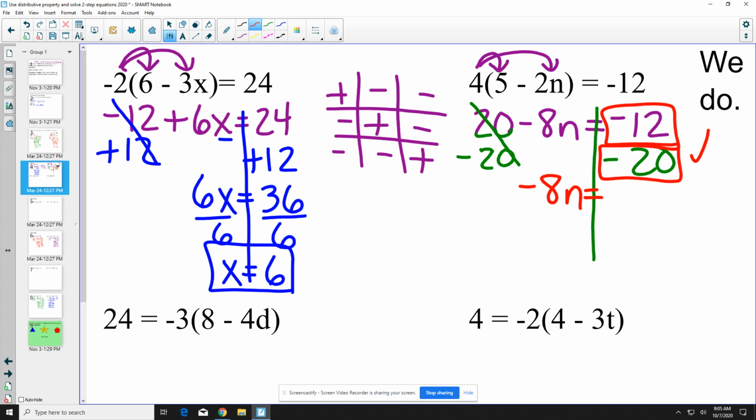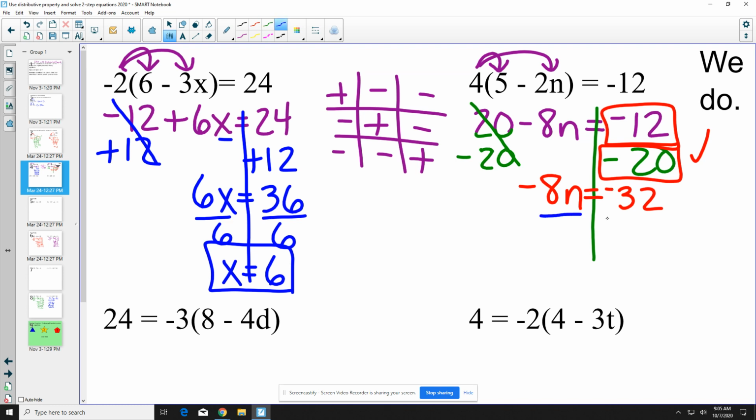They're the same. Do you add or subtract? You add. 20 plus 12 is 32. The higher number is negative, so you should have a negative 32. Your last step is multiply or divide, but when negative 8 and n are written close together, that means multiply. So you're going to do the opposite.